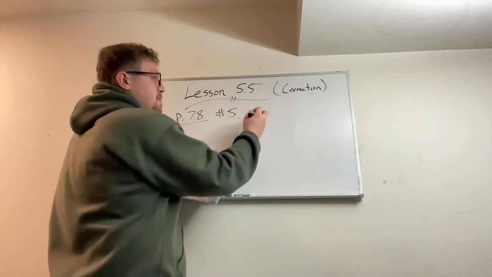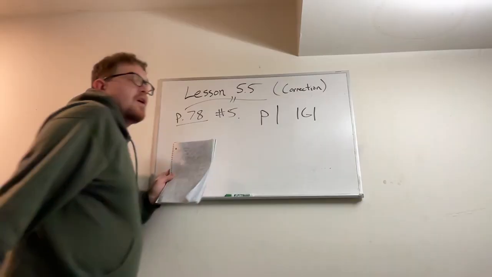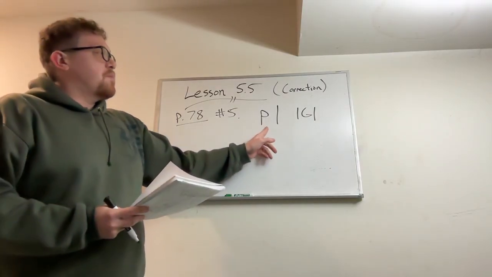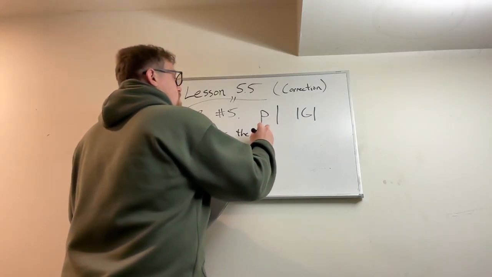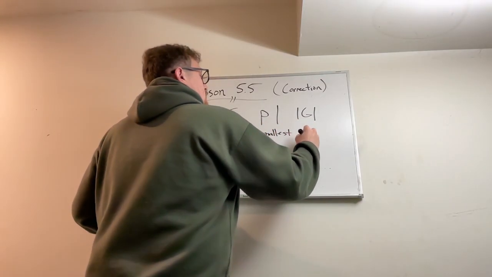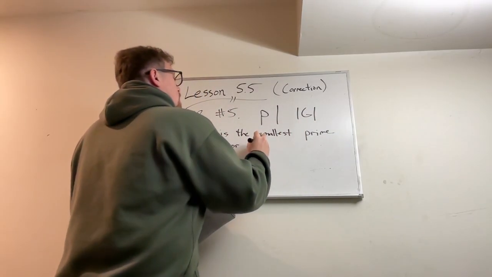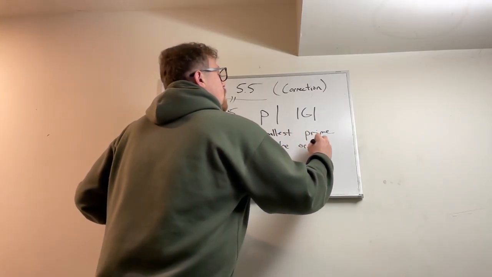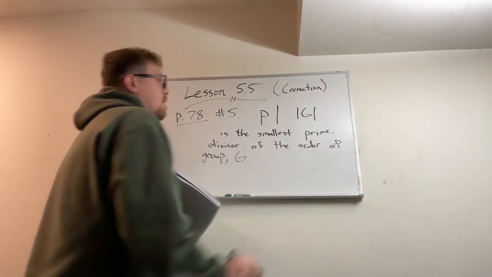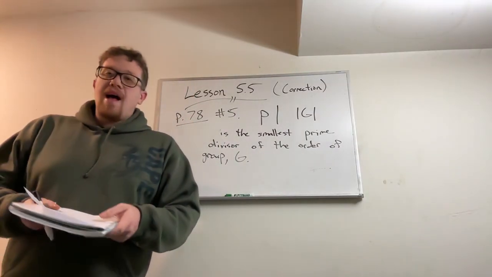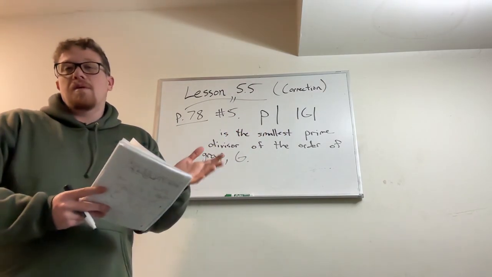I'm going to summarize it, but basically we had p is a prime number. It divides the order of the group. And in particular, it's the smallest prime divisor of the size of the group, the smallest prime of the order of the group. And then the problem asks us that if we have a subgroup that has index p, then we want to show that that subgroup is normal.